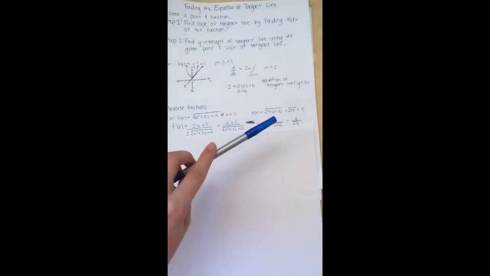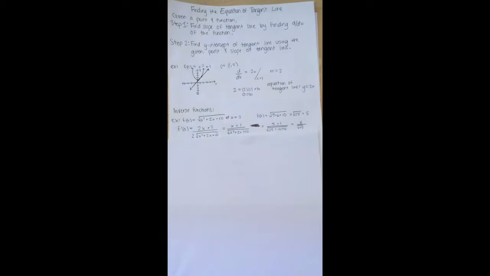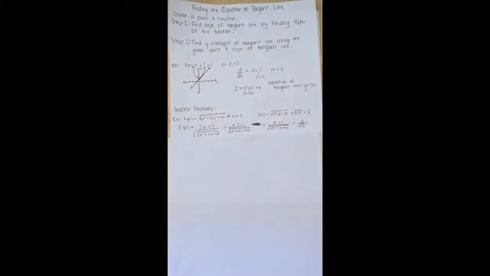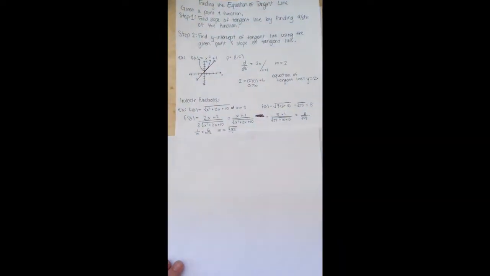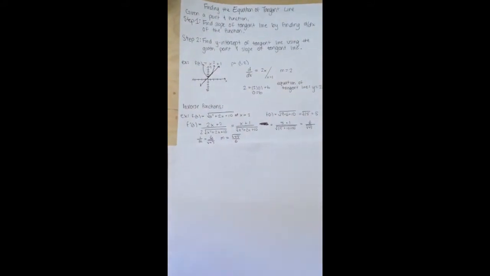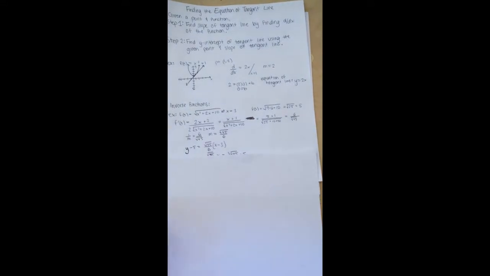Then we plug in 5 for x instead of 3 because we're taking the inverse. So we get 5 plus 1 over the square root of 25 plus 10 plus 10, which ends up being 6 over the square root of 45. Next, since this is the inverse function, we have to take the inverse of the slope. So I did 1 over m, where m is the slope, equals 6 over the square root of 45. When we find the inverse, that is the square root of 45 over 6. So we have the slope, which is the square root of 45 over 6.